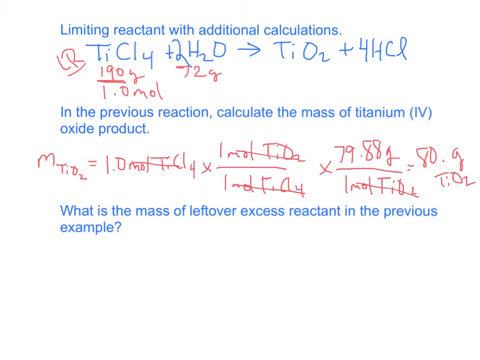80. grams TiO2. So that's the most you're going to get out of that reaction, even though you have lots of extra water. You ran out of titanium 4 chloride, so that's it. And now another problem that you get asked very often is, what is the mass of the leftover excess reactant? So in this case, how do we approach this? Well, first we have to know how much limiting reactant we had, which was 1 mole. So for every 1 mole of TiCl4, we're going to have 2 moles of H2O consumed. So we have to figure out what 2 moles of H2O weighs and subtract it from the original.